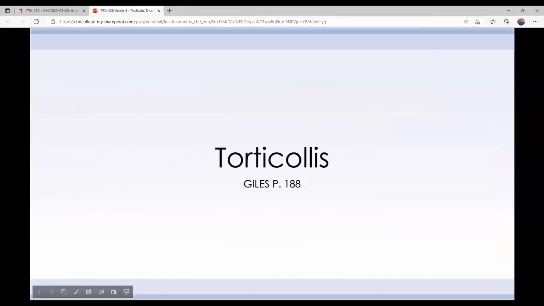Now, the last thing that I want to talk about, this isn't really the last thing, but the last main disorder is torticollis.